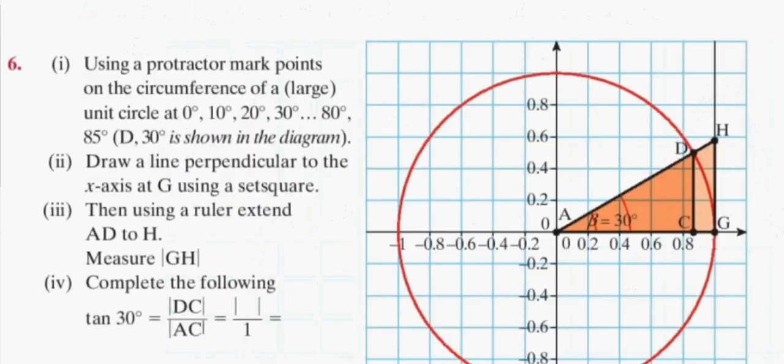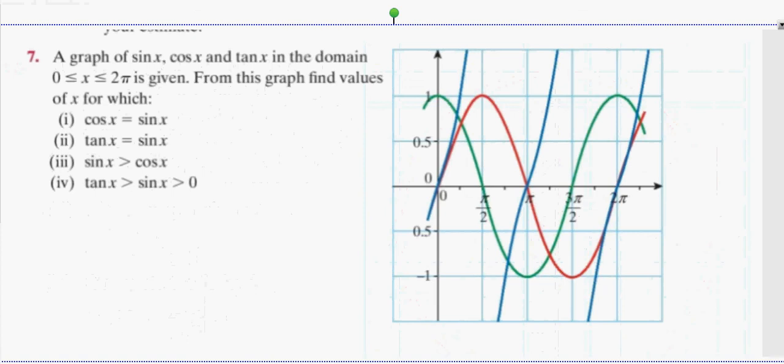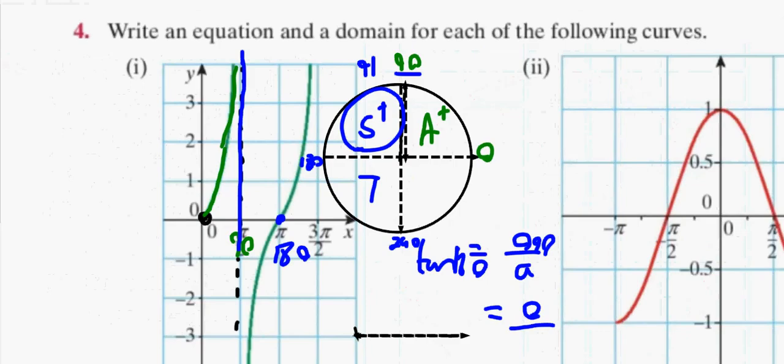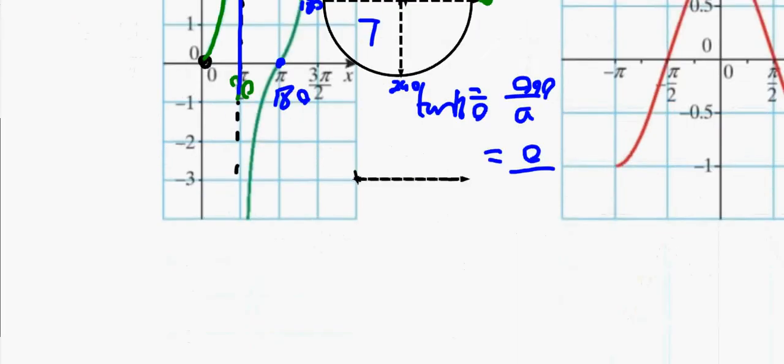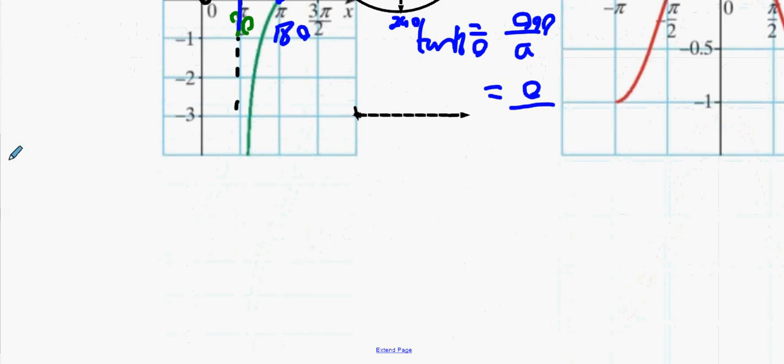Now, sorry, I spent a long time there. So look, for today, there's no need to do 6. Try 7 and 4 part 2, and 7 for tonight, okay?